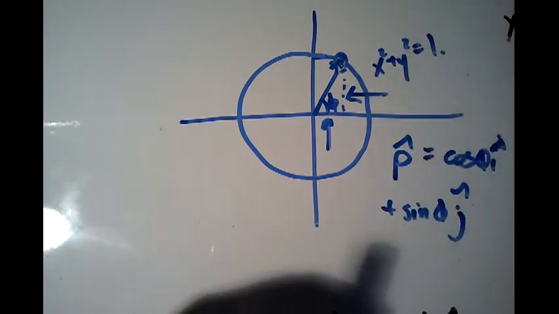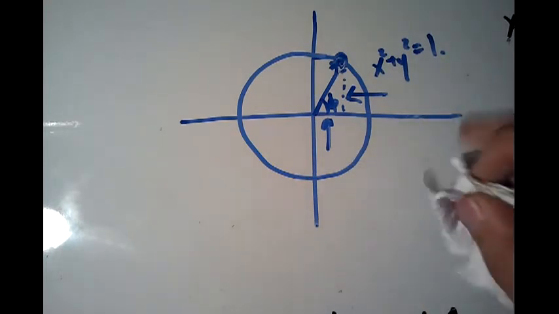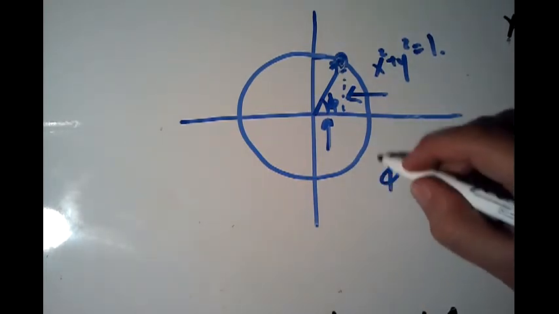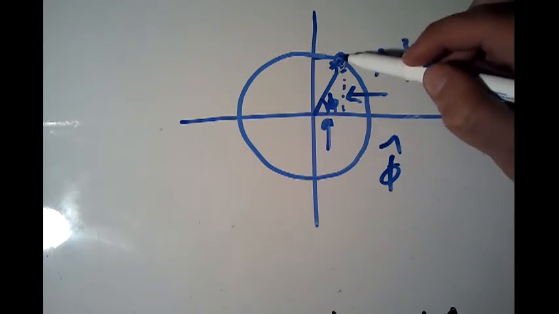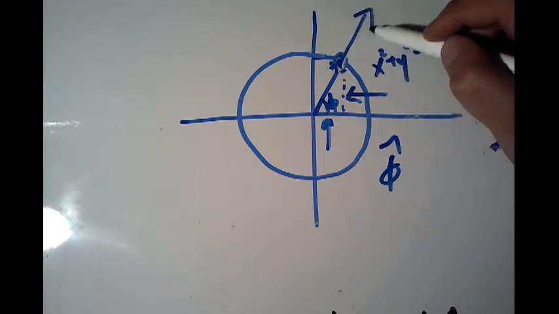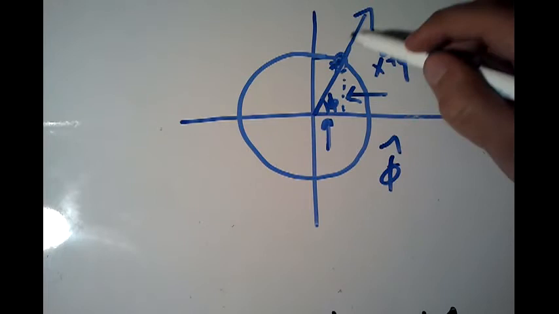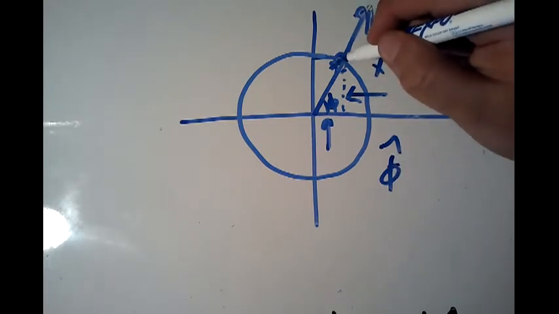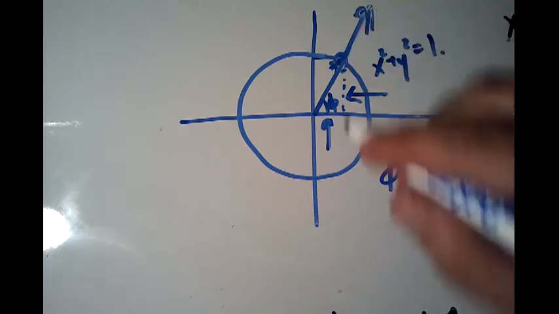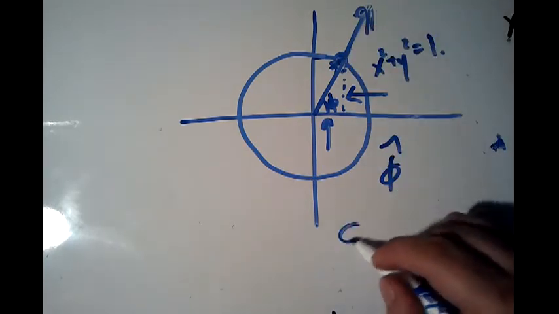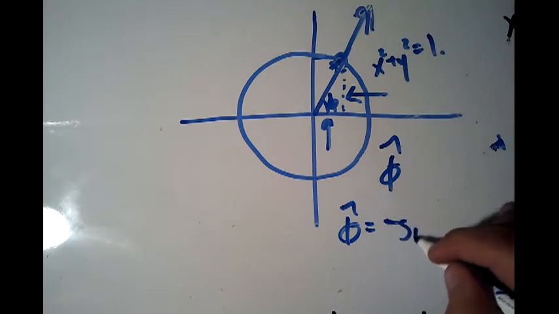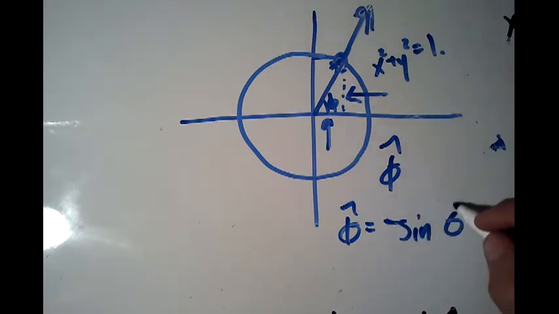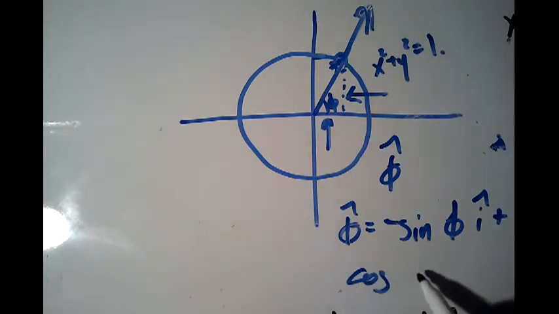And then our next unit vector we're going to define is going to be phi hat. You can see that rho hat is going to be perpendicular to the circle because it just follows this direction, but phi hat is going to be tangent to the circle. And in what direction is going to be given by the equation for phi hat. So phi hat equals negative sine phi i hat plus cosine phi j hat.